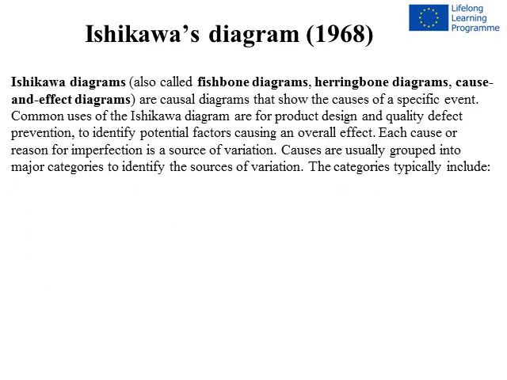Ishikawa diagrams, also called fishbone diagrams, herringbone diagrams, cause and effect diagrams, are causal diagrams that show the causes of a specific event. Common uses of the Ishikawa diagram are for product design and quality defect prevention, to identify potential factors causing an overall effect. Each cause or reason for imperfection is a source of variation. Causes are usually grouped into major categories to identify the sources of variation.